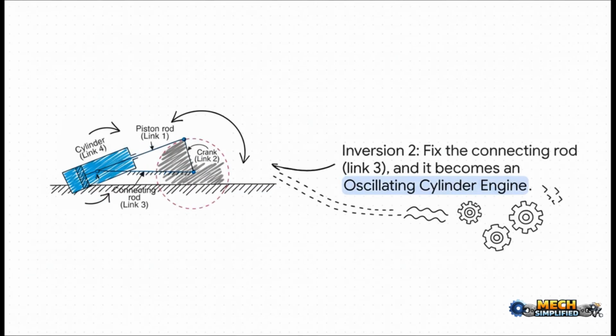What if we fix the connecting rod, link 3? This is wild. The crank now revolves around one end, while the piston slides inside its cylinder, and the cylinder itself oscillates back and forth. This creates an oscillating cylinder engine. Again, the very same 4 links, just holding a different one still, creates a third, completely distinct machine.